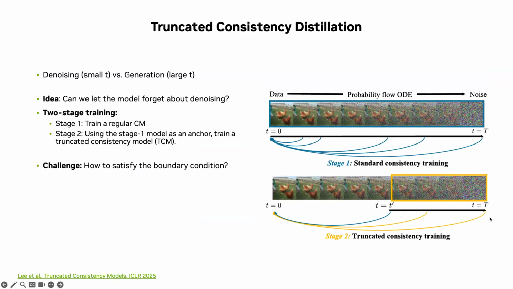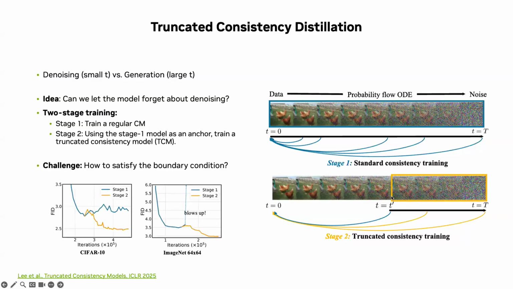This comes with a bit of a challenge because you now need to handle the boundary condition, one that satisfies the requirement for the consistency function. But we came up with a simple parameterization that handles that. And we started using this technique. Not only does your FID go down as you train these models, but it also avoids some instabilities that we had seen with consistency models, for example on ImageNet, where training would blow up if you kept training the model.